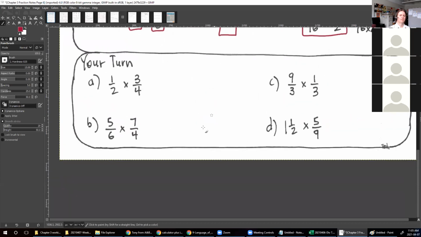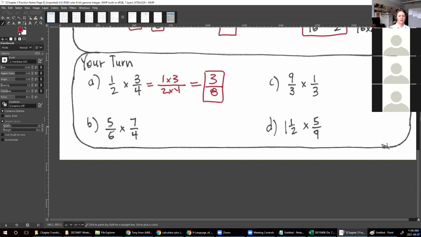Let's do a couple of these here. So multiplying, you're going to multiply the top. 1 times 3 is equal to 3. And on the bottom, 2 times 4 is 8. Sorry, skipping ahead here. 2 times 4 gives you 8. Easy. These are so awesome, actually.